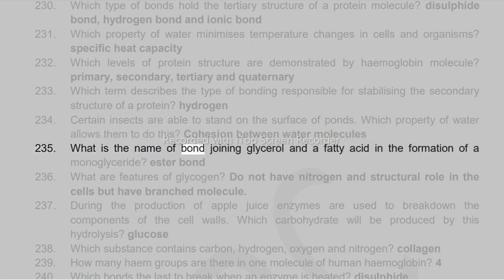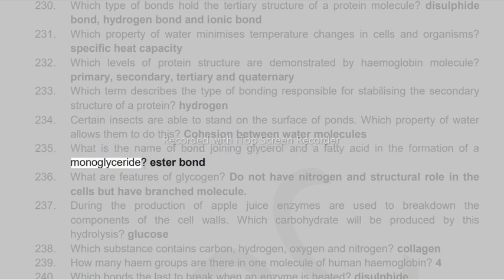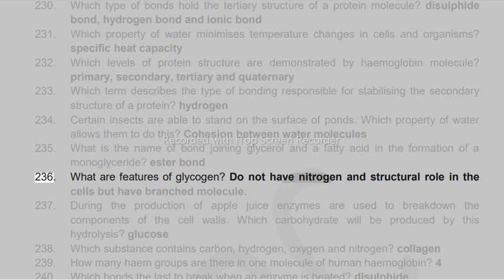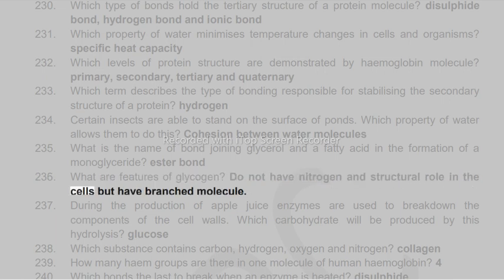235. What is the name of the bond joining glycerol and a fatty acid in the formation of a monoglyceride? Ester bond. 236. What are features of glycogen? Does not have nitrogen and no structural role in the cells, but has a branched molecule.